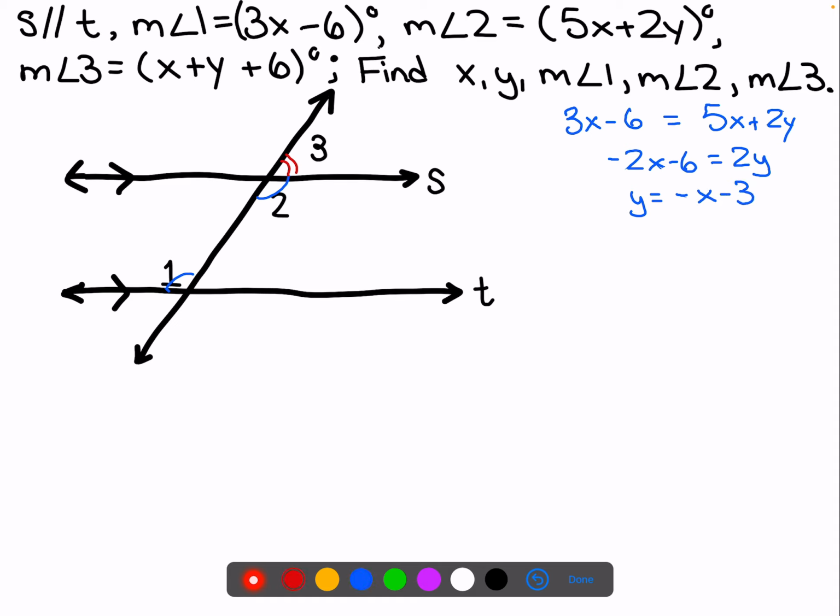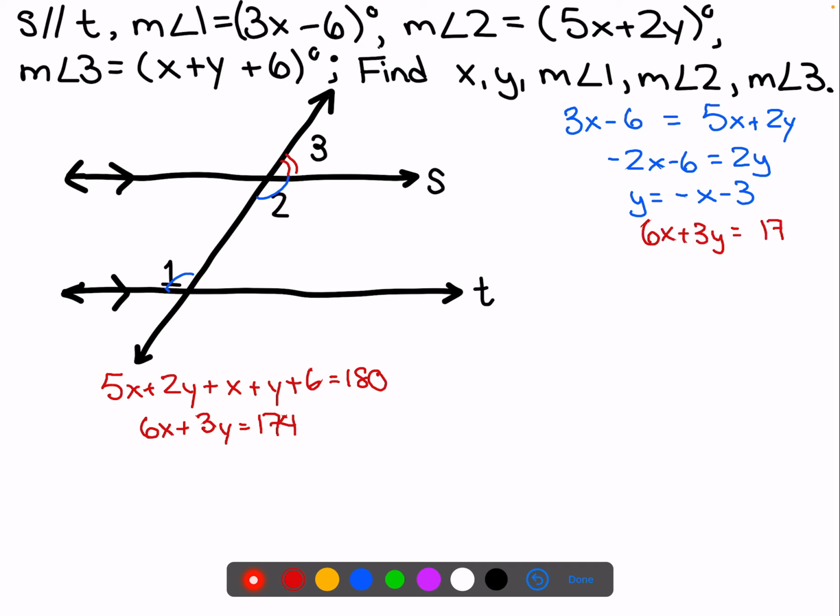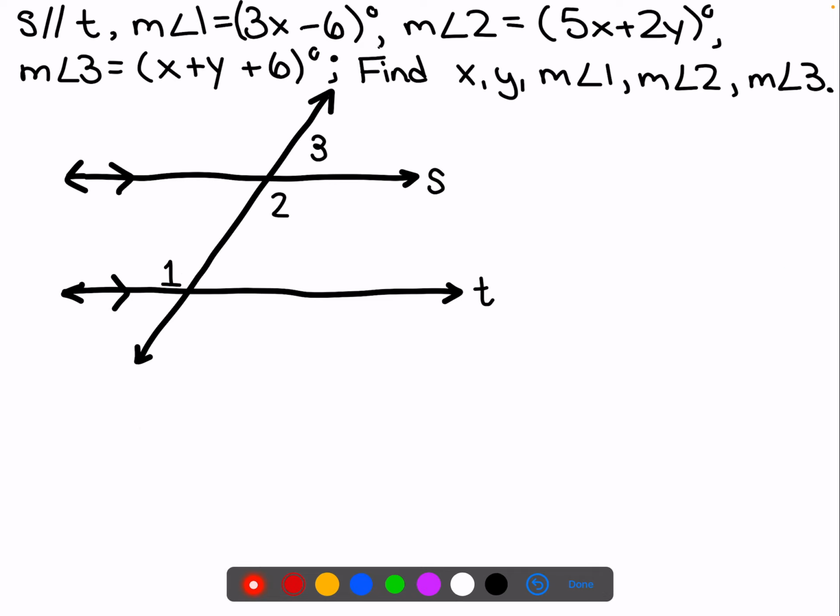As for our other equation, we know angle 2 and angle 3 are supplementary, so 5x plus 2y plus x plus y plus 6 equals 180 degrees. This will give us 6x plus 3y equals 174. So I'll go ahead and bring that over. 6x plus 3y equals 174. From here, I'm going to substitute what y is equal to into our other equation for y. So I now have 6x plus 3 times negative x minus 3 equals 174.